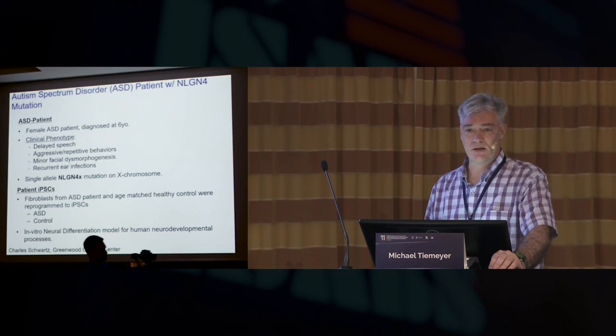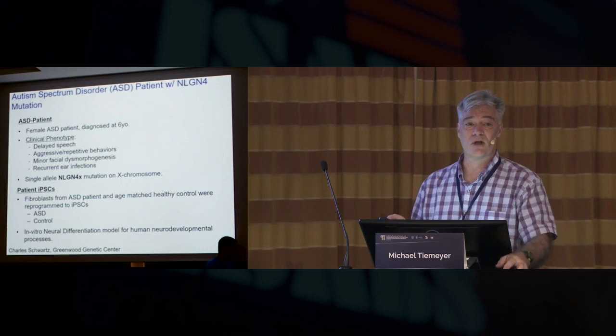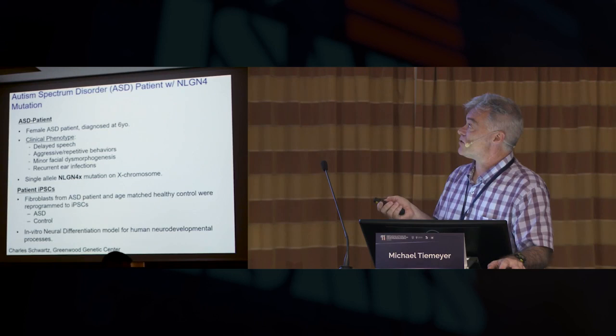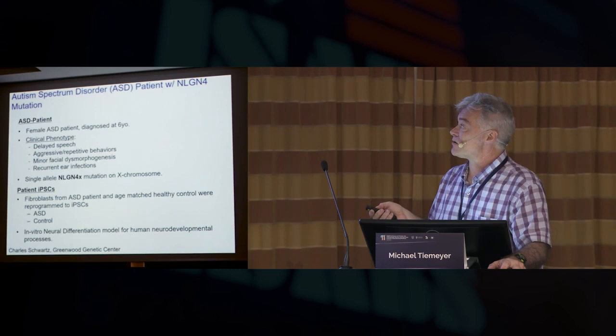So lymphoblasts are not neurons. Although they do express neuroligin 4, we decided it would be more informative to look at neurons derived from these patients. And so this patient, the index patient that we started working with, this autism spectrum disorder, was a female. She had a relatively severe autistic spectrum presentation. She had a single allele mutation in neuroligin 4 on the X chromosome.